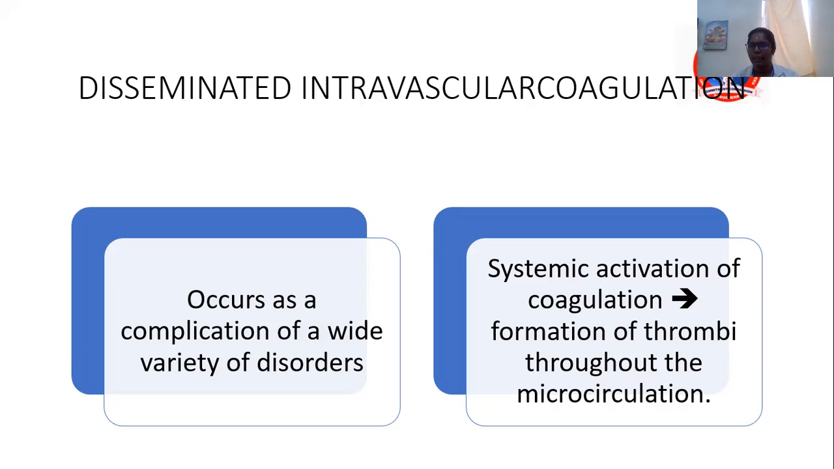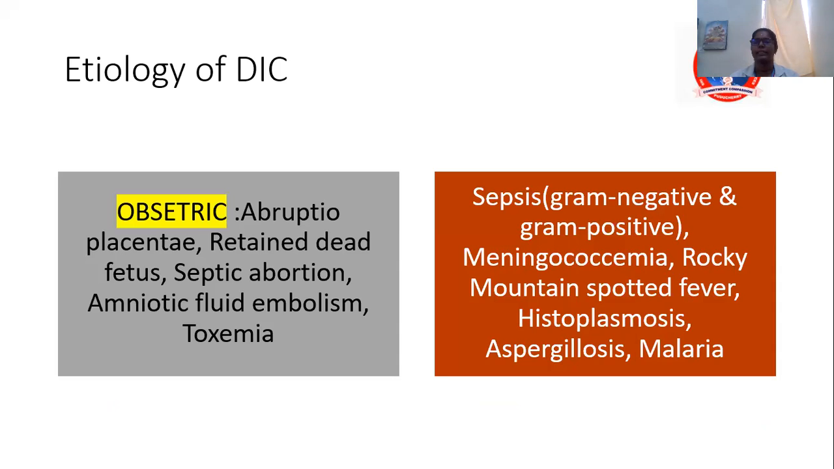So what is disseminated intravascular coagulation? It is a systemic activation of coagulation factors which leads to the formation of thrombi throughout the microcirculation. It occurs in a wide variety of disorders. Let us see the conditions which lead to disseminated intravascular coagulation.